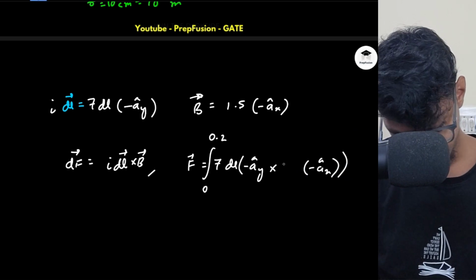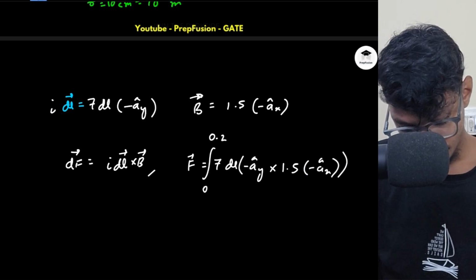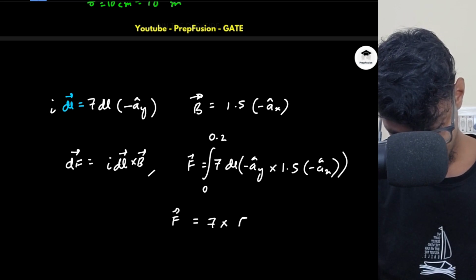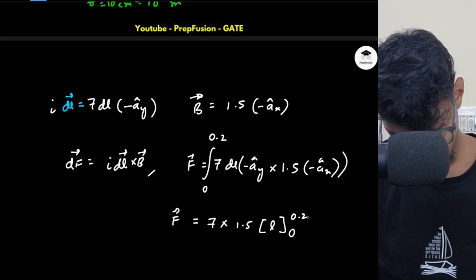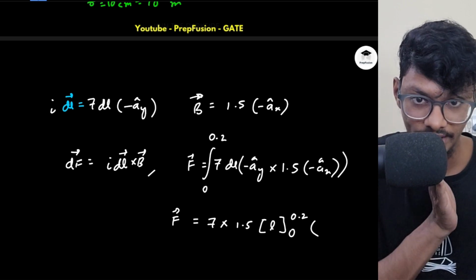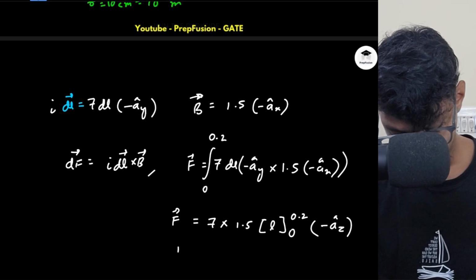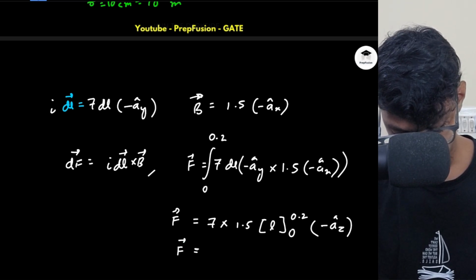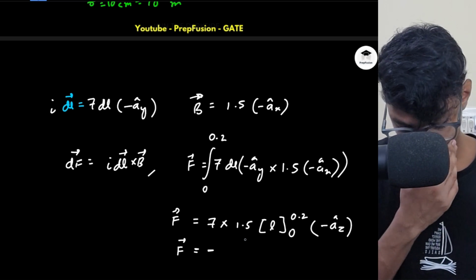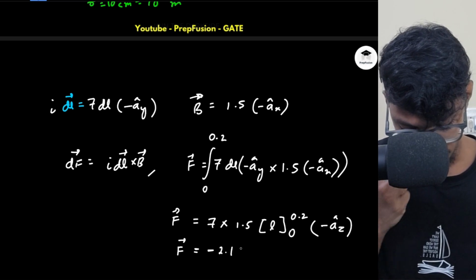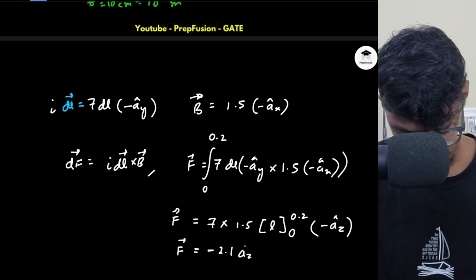It is 1.5. So obviously this will come out to be F equals 7 into 0.5 L going from 0 to 0.2, in what direction? AY cross AX, so it will be in the minus AZ direction. F will be equal to minus 7 into 1.5, so this will be 10.5 into 0.2, which will be 2.1 in the minus AZ cap direction.